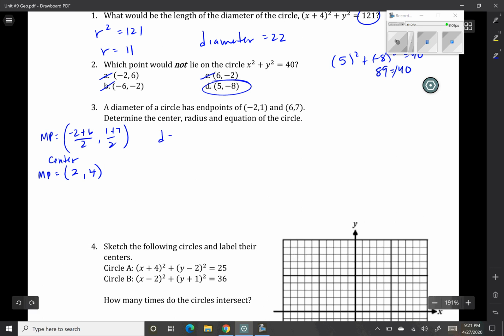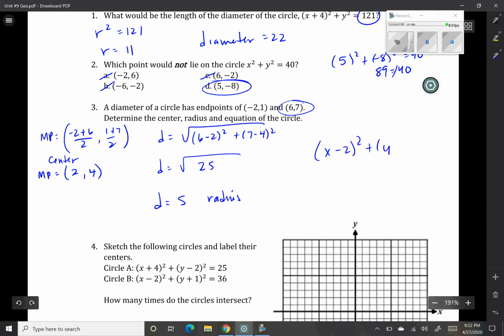Then to find the radius, I need to find the distance between this center and one of these two points. I'm going to choose this one just because they're positive values. So I subtract the x values, 6 minus 2 squared, and the y values, 7 minus 4 squared. That's going to be 16 plus 9, so it's going to be 25. So the distance here is 5. This is the radius of the circle. So I know the center, I know the radius, I can write my equation: x minus 2 squared plus y minus 4 squared equals 5 squared, which is 25.